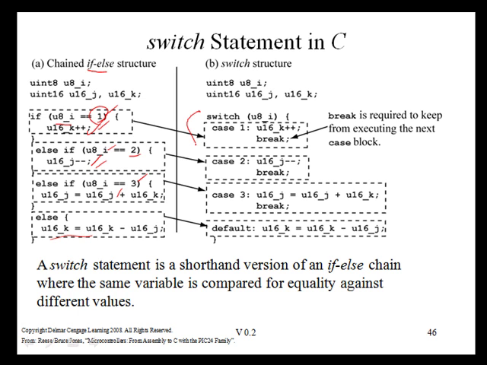We can write this as a C switch statement in which we say switch I. If it's a 1, do this. If it's a 2, do this. If it's a 3, do this. If it's anything else, do this. We're introducing the switch statement here because later on, when we get to the hardware portion of the course, we're going to use this switch statement form a lot.